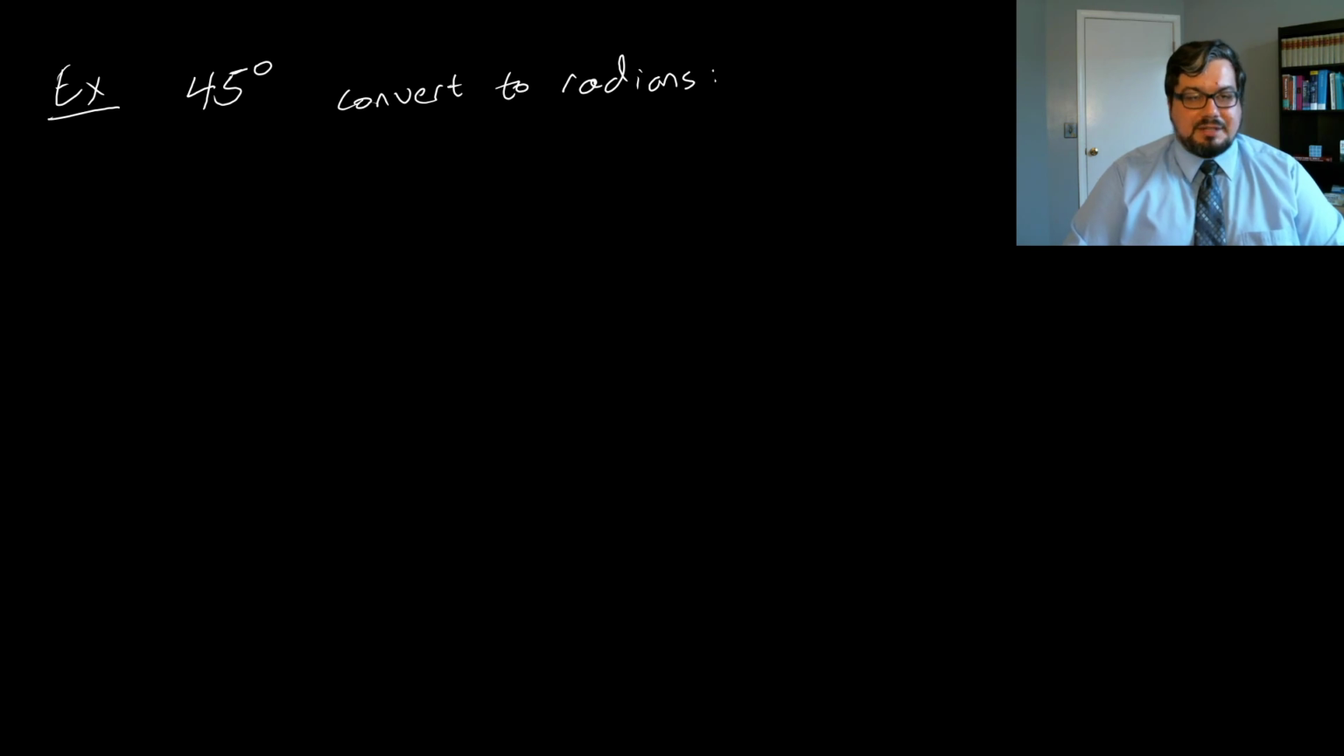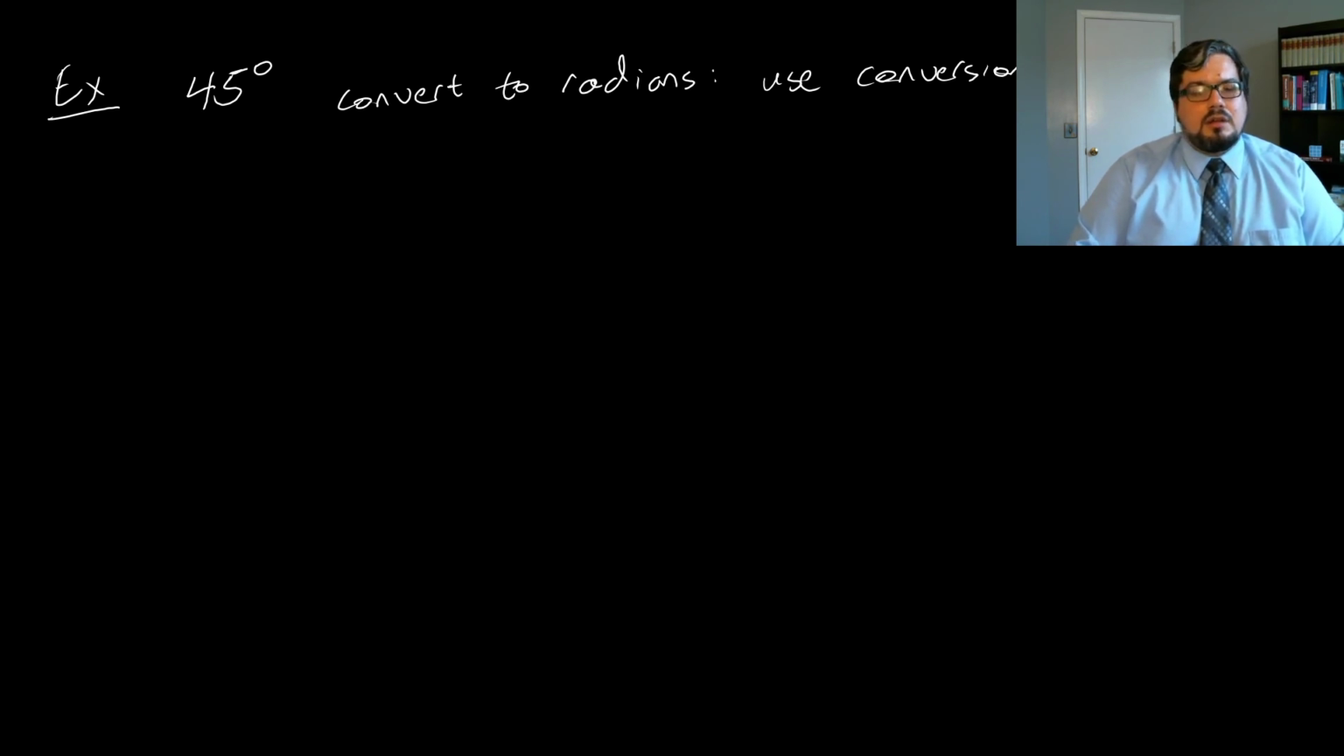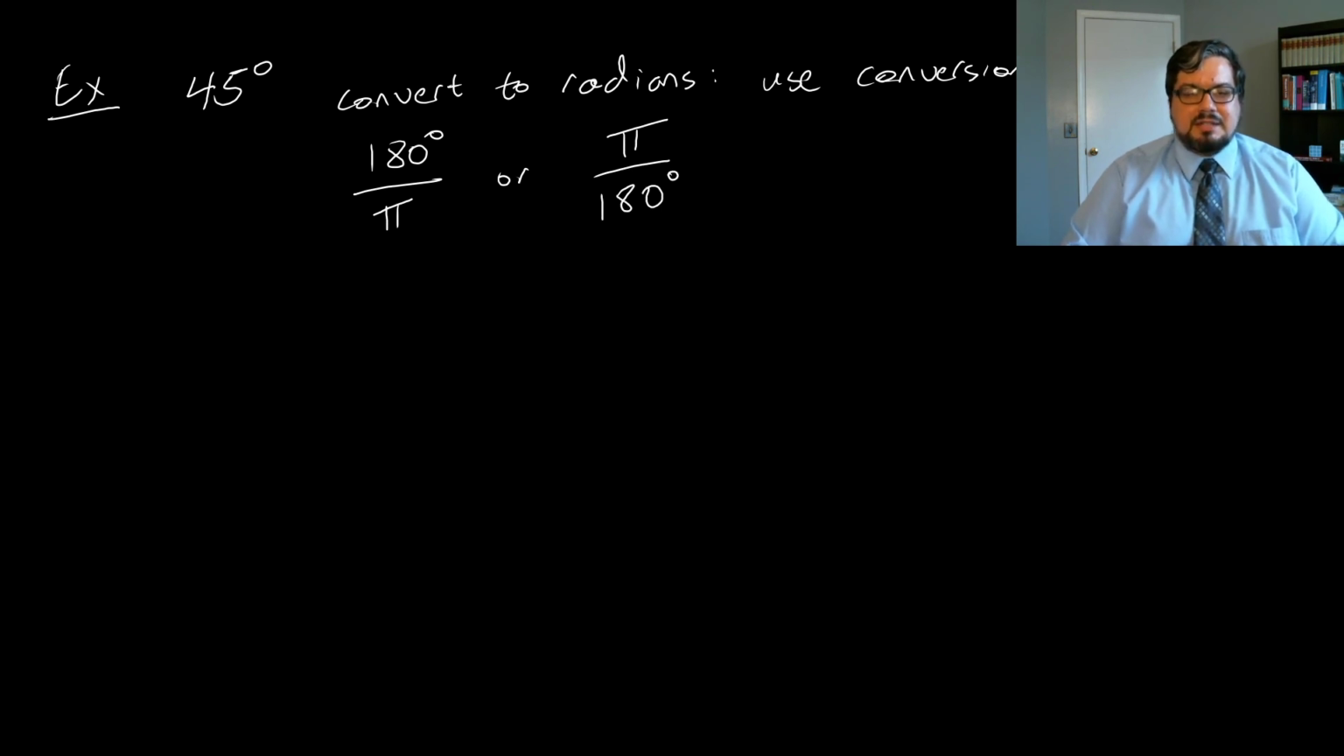So for example, if I've got an angle of 45 degrees and I want to convert this to radians, I want to know how many radians is 45 degrees. Well, what I can do is use the conversion factor 180 degrees over pi, or pi over 180 degrees. Now here, we think of the denominators and numerator here as being pi radians, but we don't write any sort of unit on it. That's what I meant at the end of the last slide.